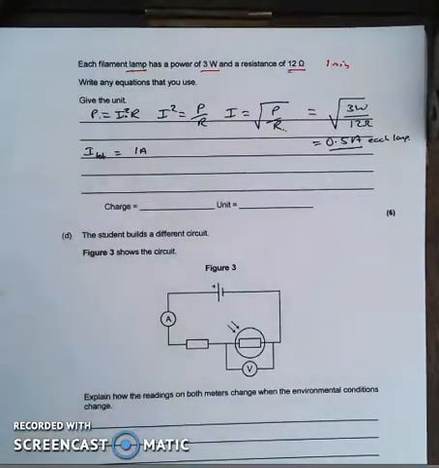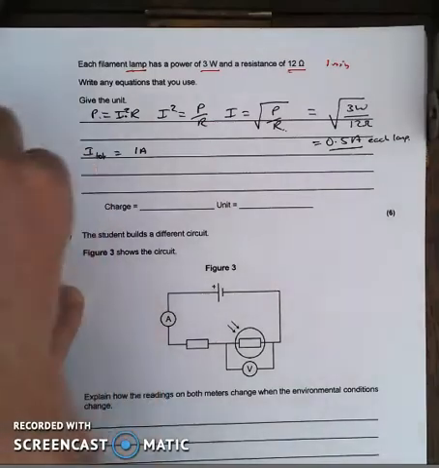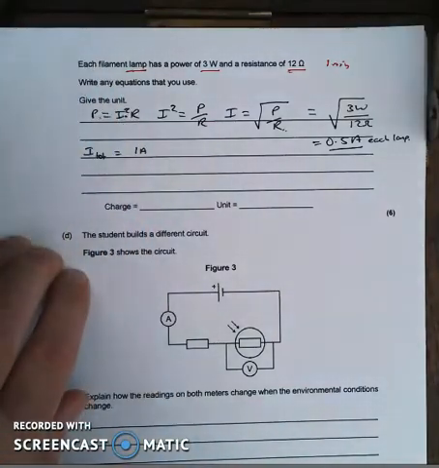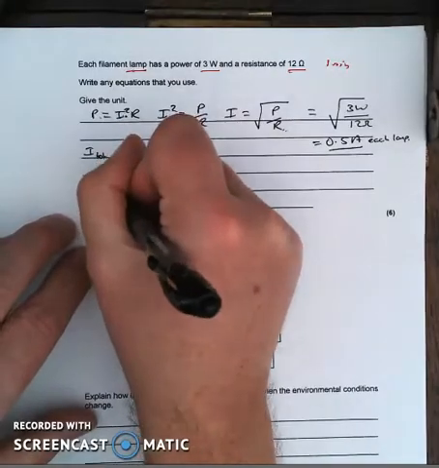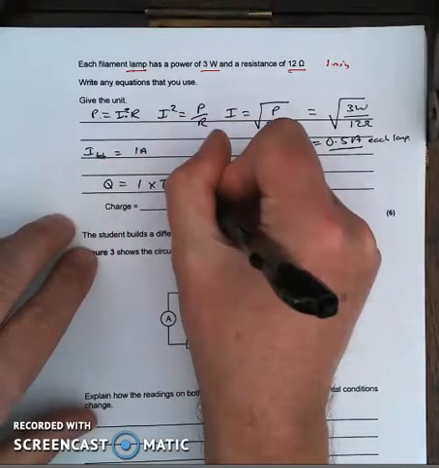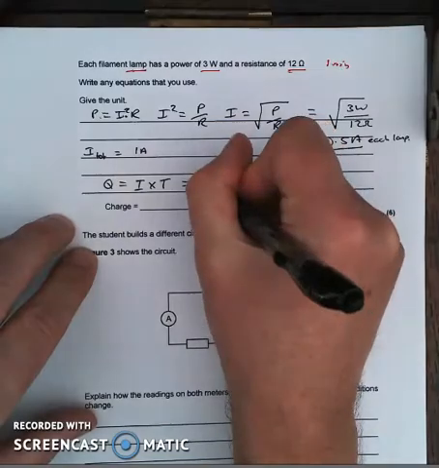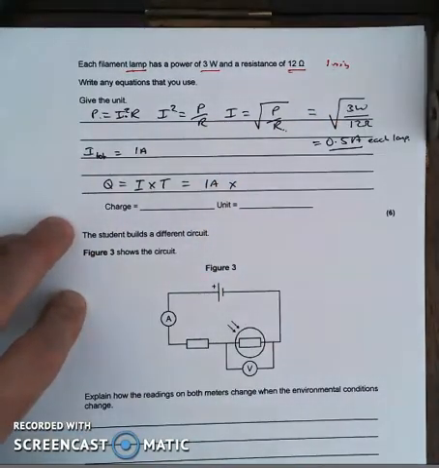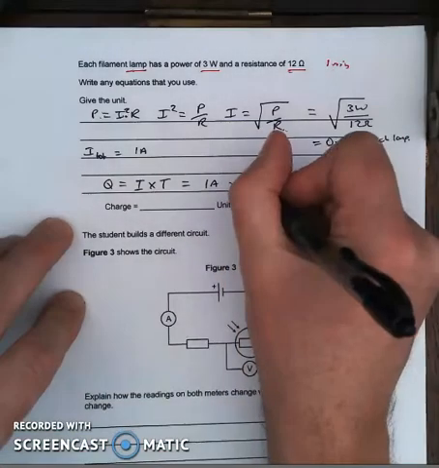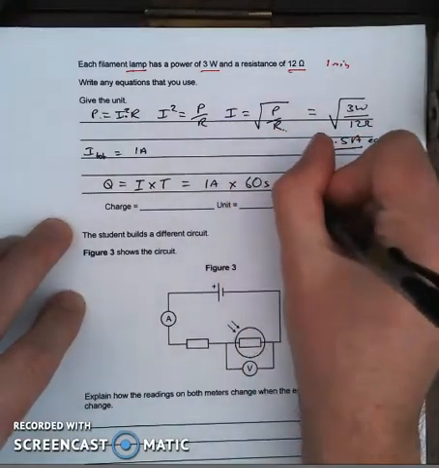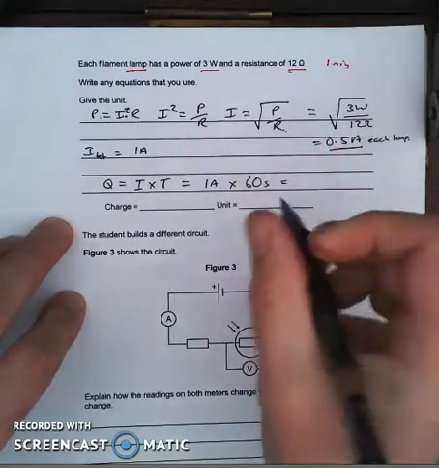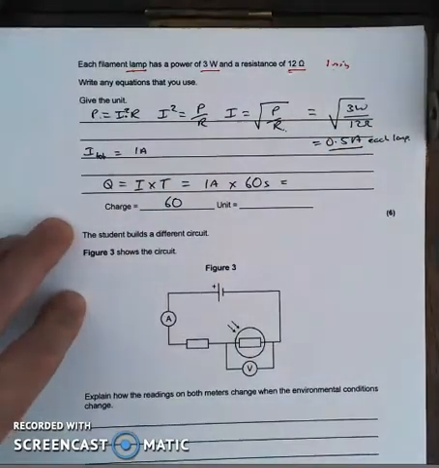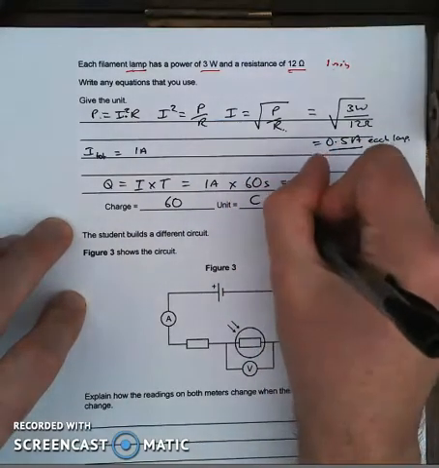Right, what do I do next? Well, the next thing I can do is to use the Q is I times T equation. So the next bit here is Q equals I times T, which is 1 amp times, now the time is 1 minute, it said in the question, but I need that in seconds, so I convert that into 60 seconds. 1 times 60 equals 60. What's the unit for charge? That's coulombs, capital C or coulombs.